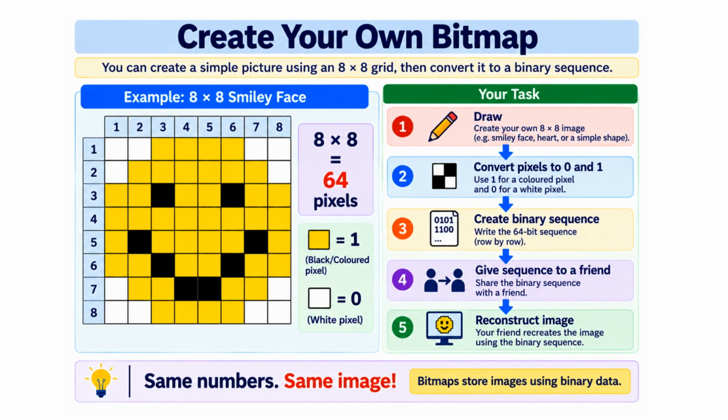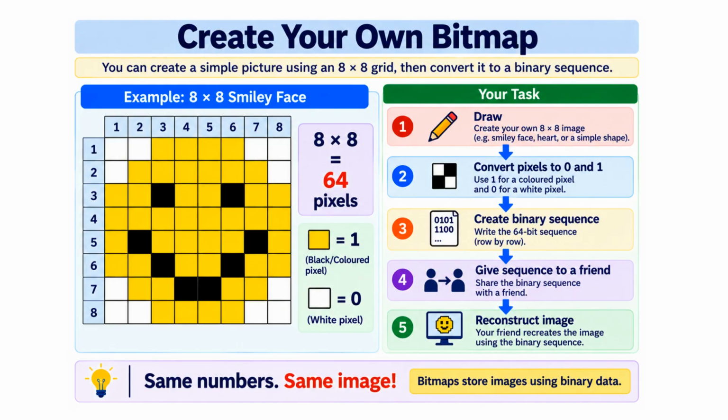Now it's your turn to create your own bitmap image. Start with an 8 by 8 grid. That gives us 8 times 8 equals 64 pixels. First, draw a simple picture, such as a smiley face, heart, letter, or shape. Next, convert each pixel into a binary value. For example, 1 for a colored pixel and 0 for a white pixel. Then, read the pixels row by row, from left to right, and create one continuous binary sequence.